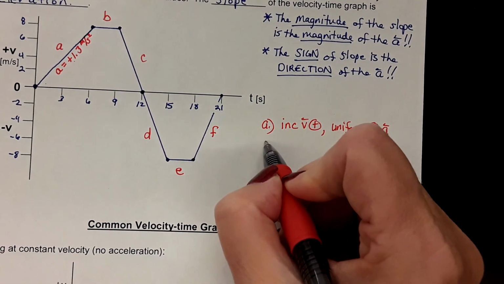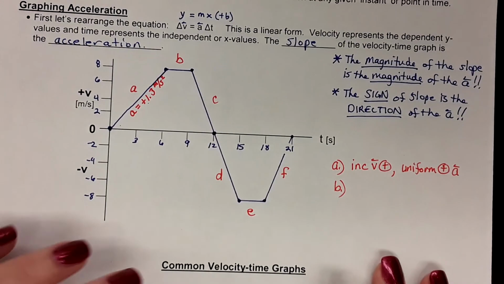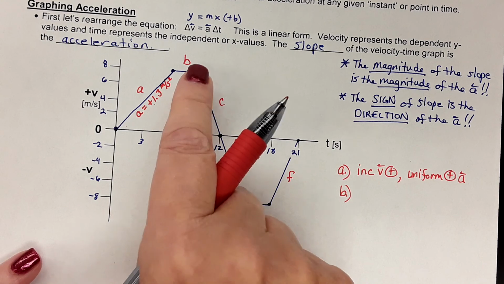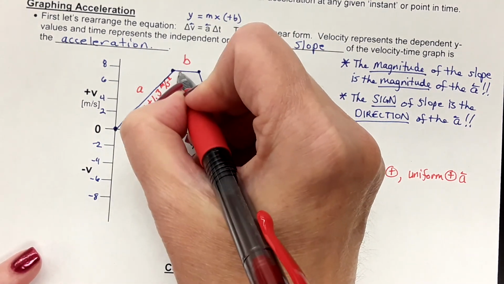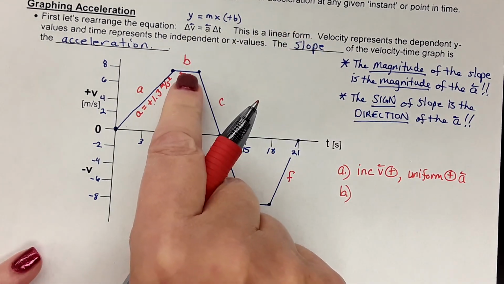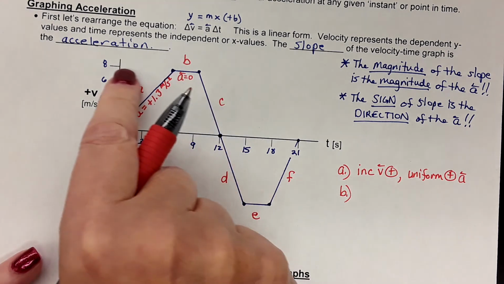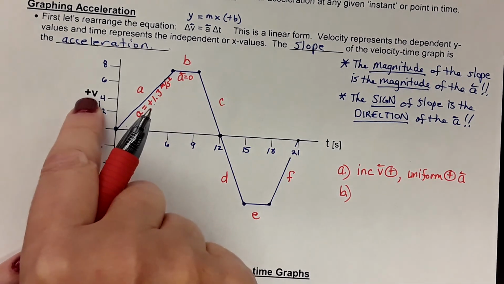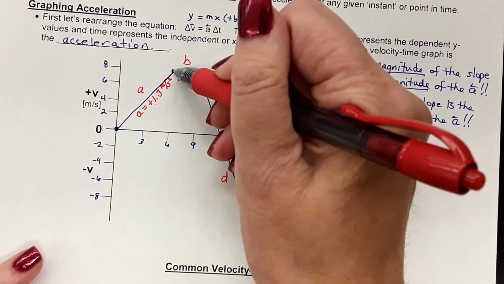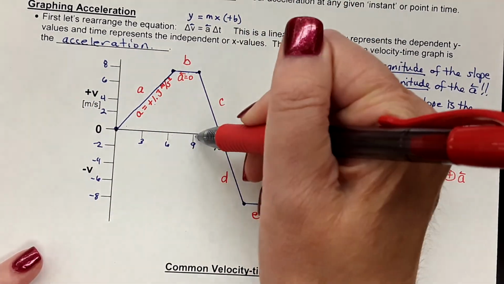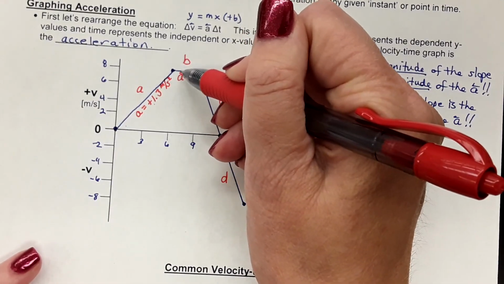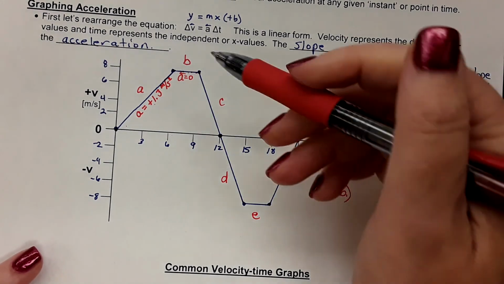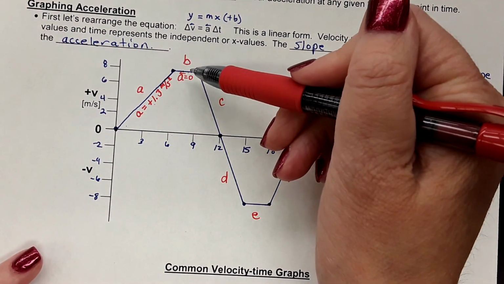All right, let's talk about section B now. I want you to look. We have zero slope. If we have zero slope, we have zero acceleration. But does that mean you're not moving? No, because look, you have a velocity of 8 in the positive direction. The thing is, it stays 8 for 3 seconds. You've got 8 meters per second, 8 meters per second, 8 meters per second. So your velocity is staying constant.